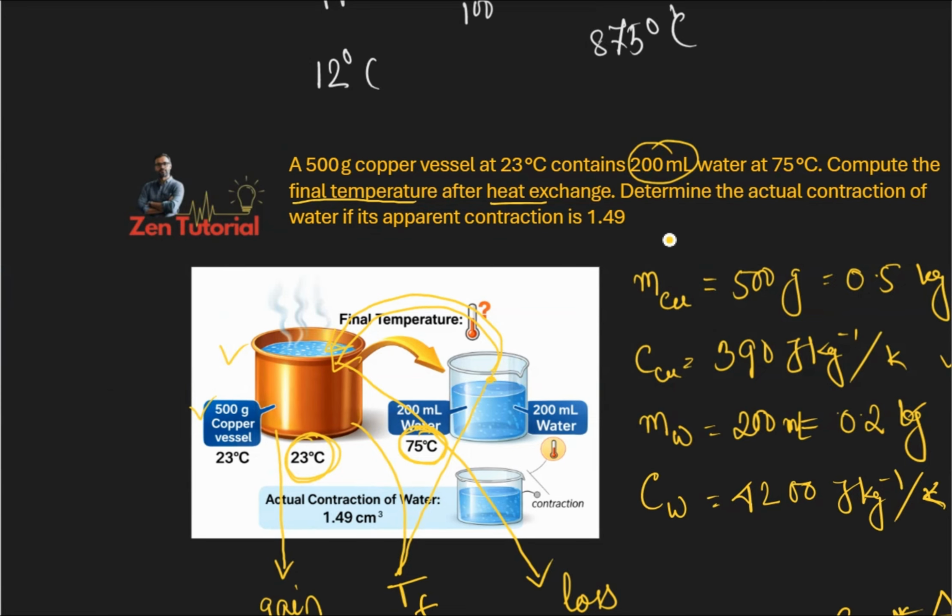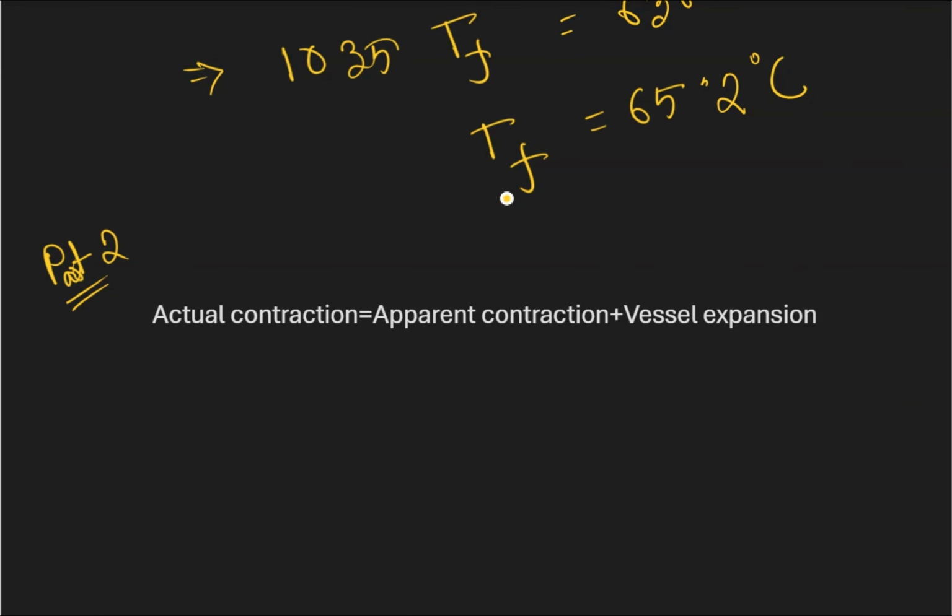And the second part of the question is determine the actual contraction of water. It appears the contraction is 1.49. So let's solve the problem of the second. So for the second part, the important formula to solve the problem, that is actually the actual contraction is equal to the apparent contraction and the vessel expansion. Indeed, we have to know the vessel expansion, that is very important to determine.